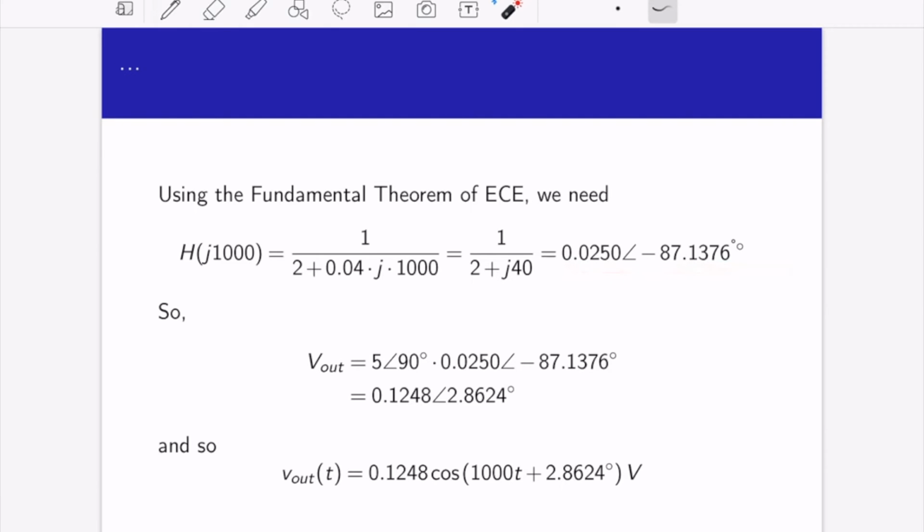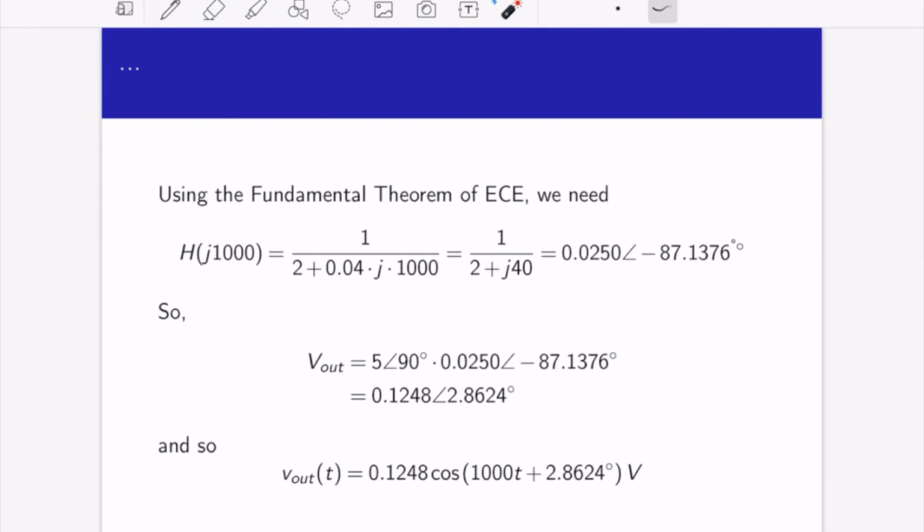To find out what V out is, we take that transfer function, which is now a complex number, and multiply it by our input. To multiply these values, we multiply the magnitudes to get 0.1248, and we add the angles. 90 plus minus 87.1376 gives us an angle of 2.8624 degrees. Please be sure not to round a lot at your in-between steps. In fact, it's best to store these interim values in your calculator.